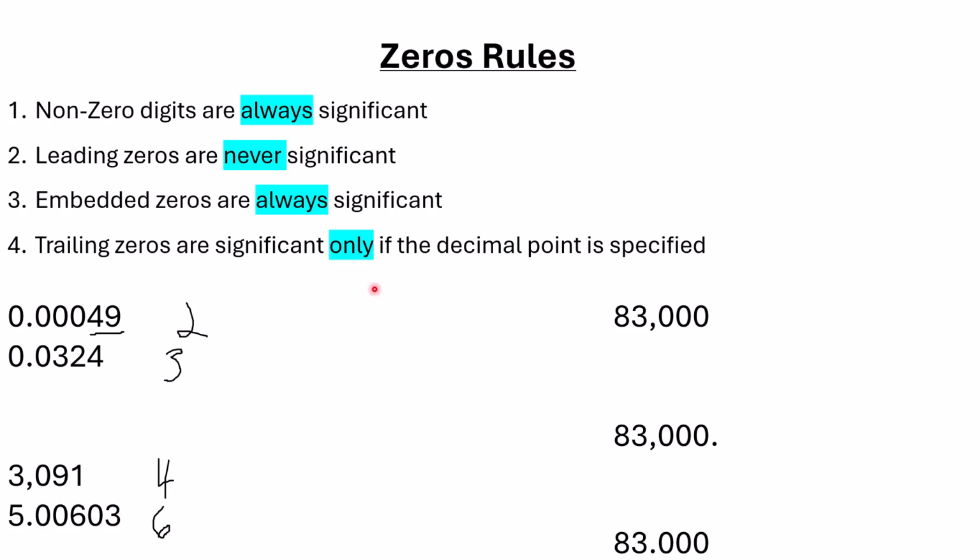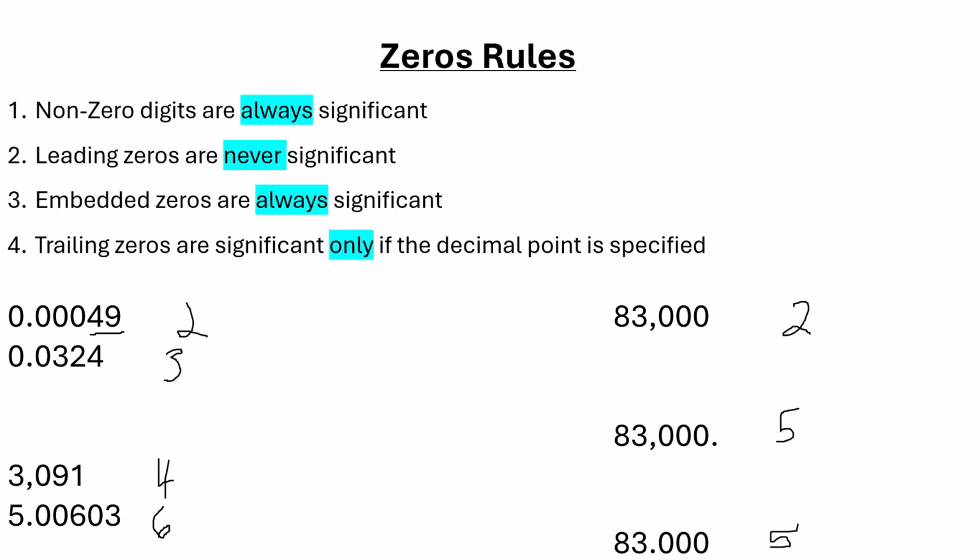For the last rule, trailing zeros are significant only if the decimal point is specified. When we look at 83,000, there is no decimal point specified, so the number of significant digits for this number is 2. However, when we look at 83,000. here, we can see that there is a specified decimal point, which means that these zeros are now significant, leaving us with 5 significant figures. For this example, we have 83.000. We have trailing zeros that are significant because this decimal point is specified right here, leaving us with, again, 5 significant figures.